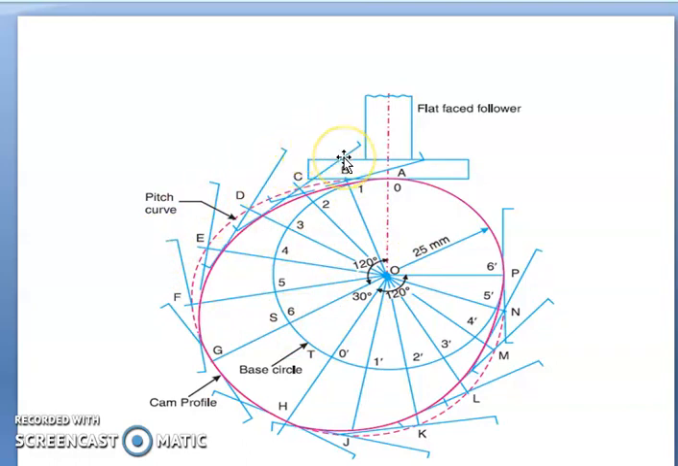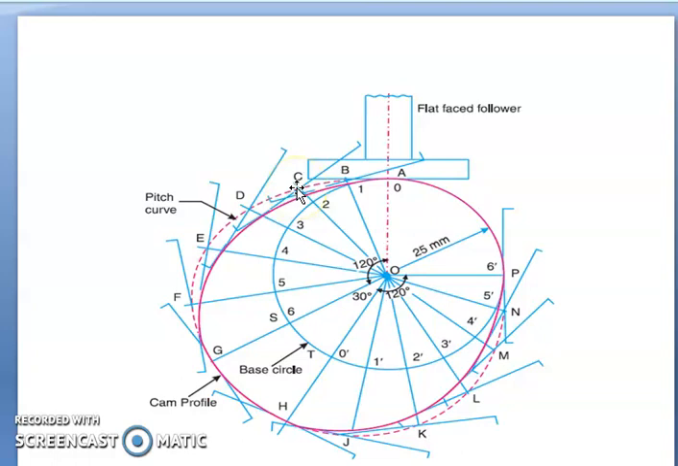Next, from the displacement diagram, you mark off distances 1b, 2c, 3d, 4e, 5f respectively from the base circle. So you will be getting the points B, C, D and F. At this point we are going to mark the flat faced follower. Let us assume that the contact surface is 20 mm. With the point B as the midpoint, you draw a tangential line equal to 20 mm, 10 mm on this side and 10 mm on the other side.